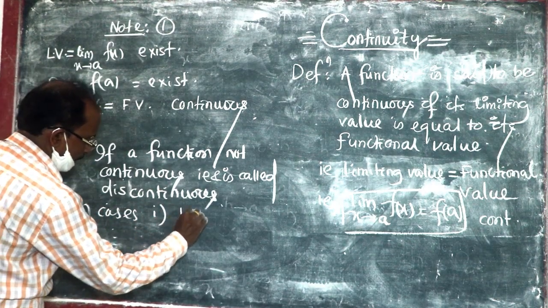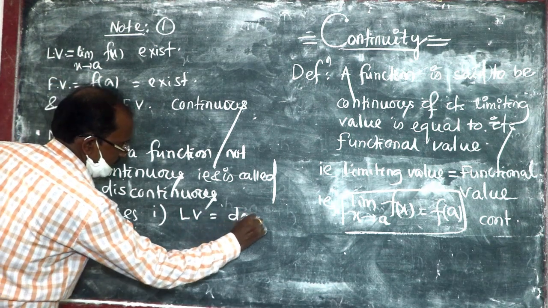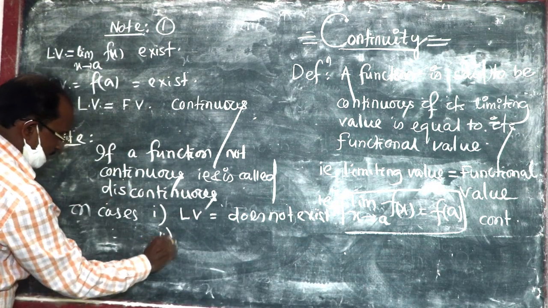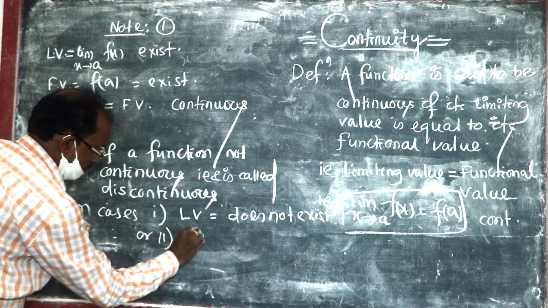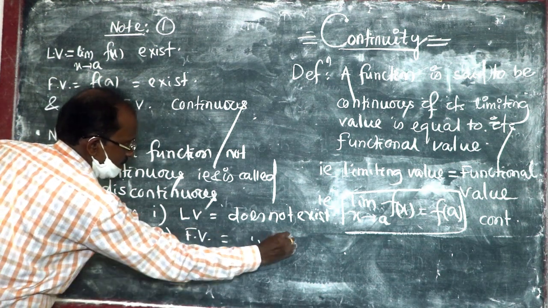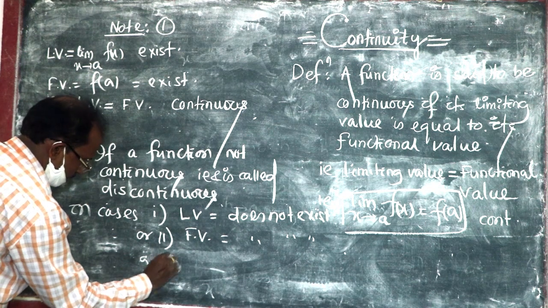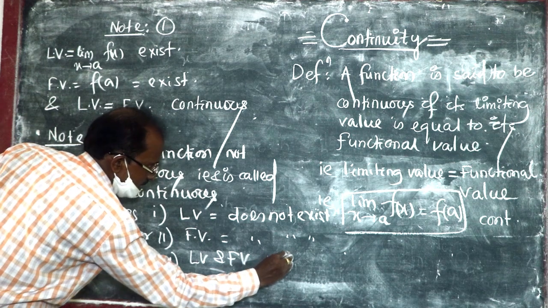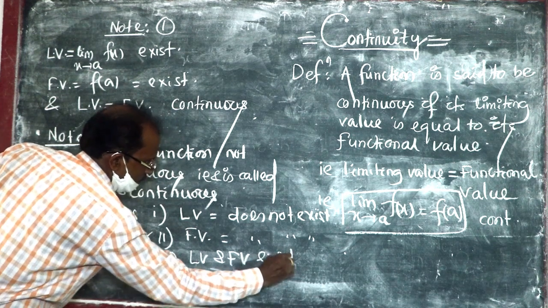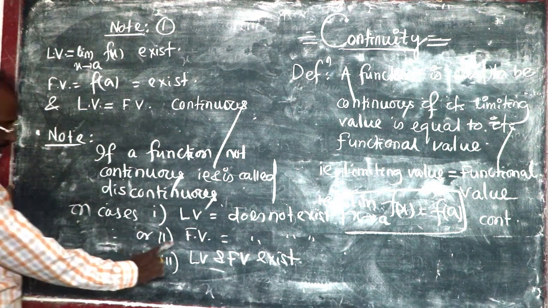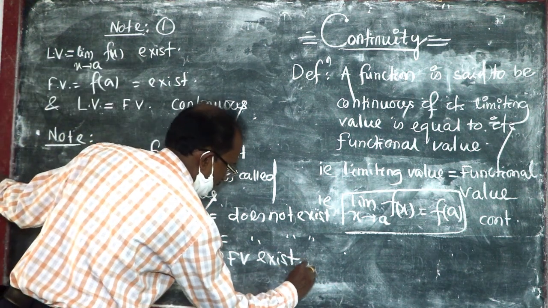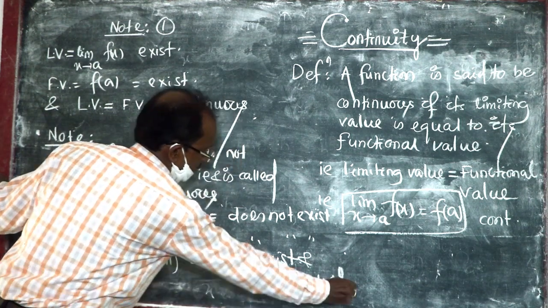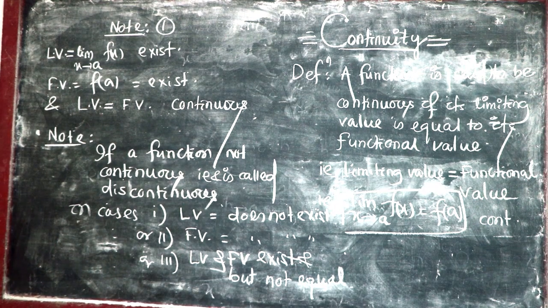Case 1: LV does not exist, or f(a) does not exist, or LV and f(a) both do not exist, or LV and f(a) exist but are not equal. Then the function is said to be discontinuous.